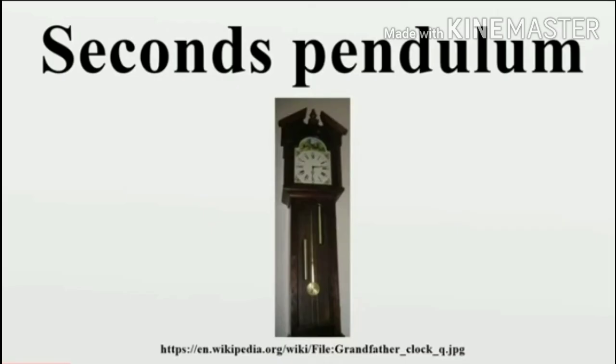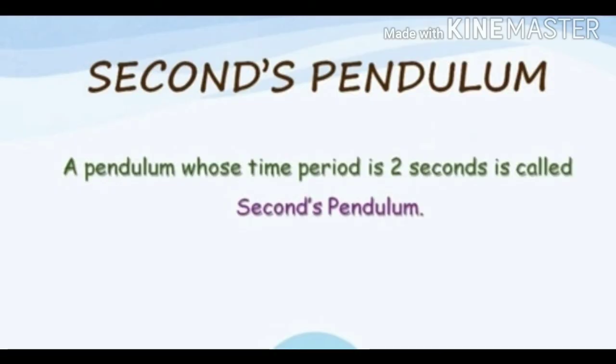The pendulum clock which we use in our house is a seconds pendulum. It takes 1 second in moving from one extreme to the other extreme. So, its time period is 2 seconds.